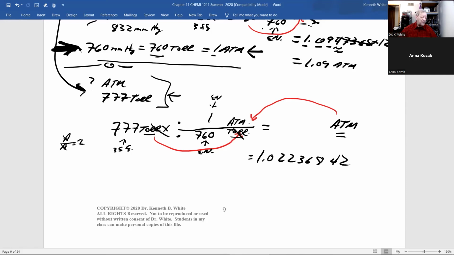And I would take a point off if you wrote that down in a quiz or test, because that should be 3 significant figures. So I'll let you round that off to 3 significant figures. Then I will. Your turn.